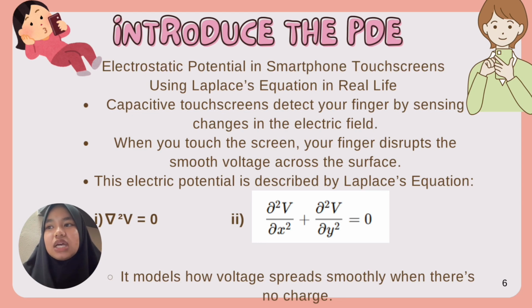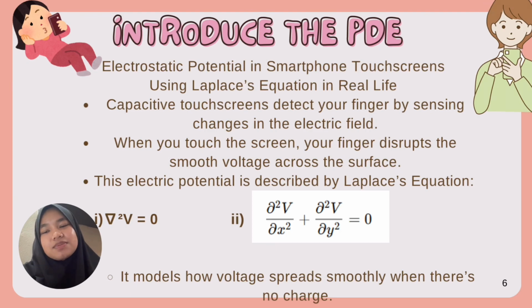So what can cause the charge? Our finger. Whenever you touch the screen, you will disturb the electric field, and the touchscreen system will detect the changes using the Laplace equation to figure out where you touch on the screen. So even though you don't see the math, our phone is actually solving a PDE every time we touch.